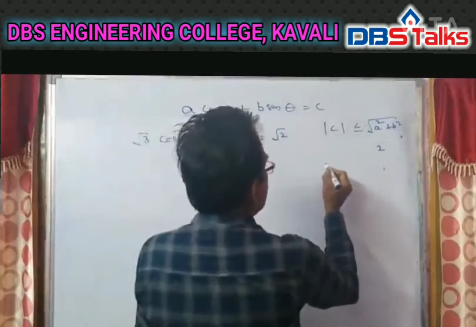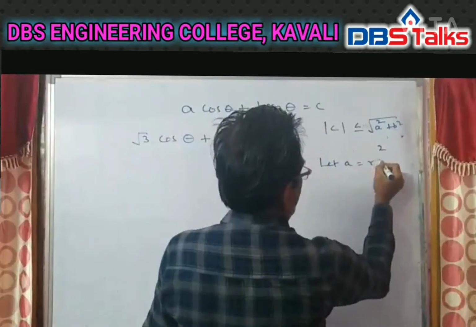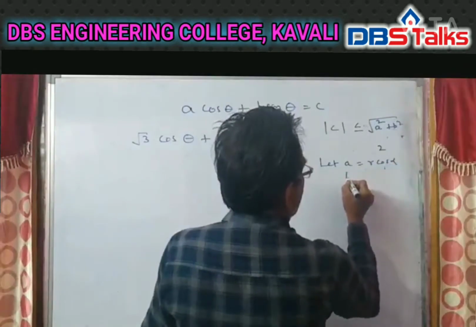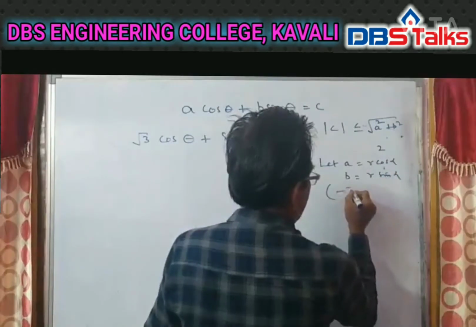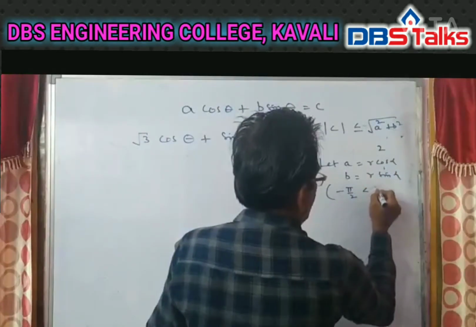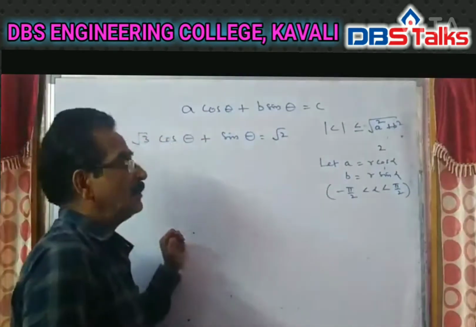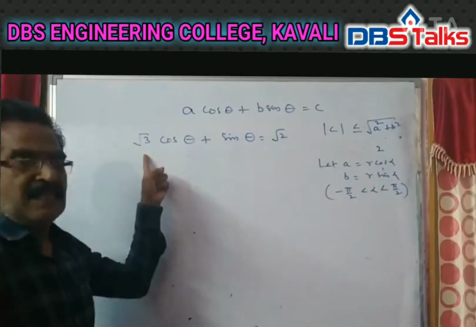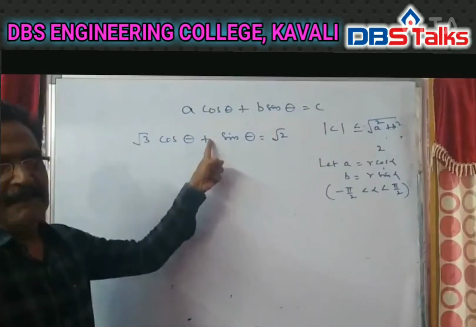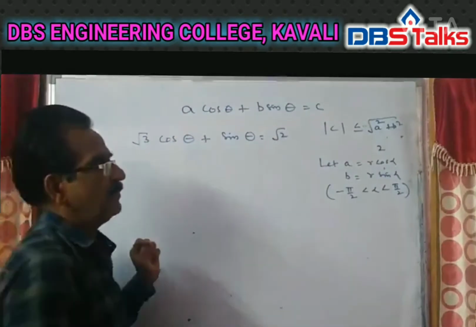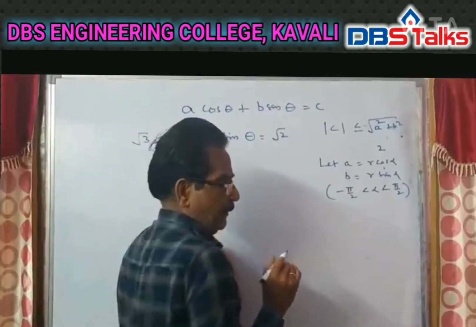Here friends, let small a be equal to r cos alpha, small b be equal to r sin alpha, where minus pi by 2 is less than or equal to alpha less than or equal to plus pi by 2. Here root 3 is r cos alpha, and b is equal to r sin alpha, with alpha between minus pi by 2 and pi by 2.